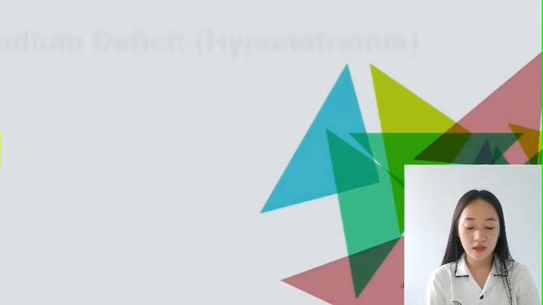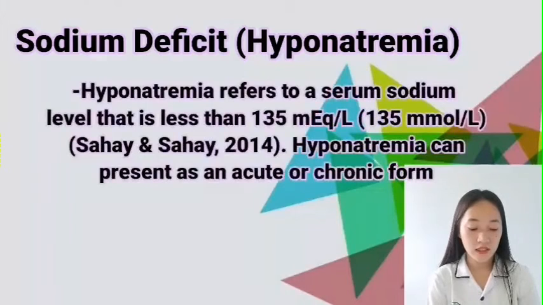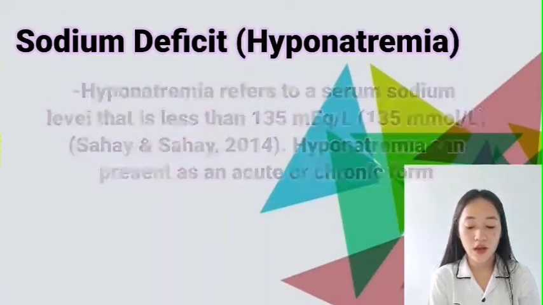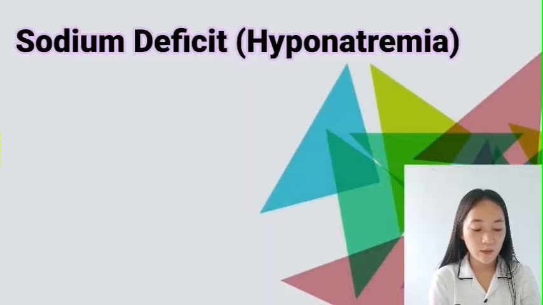Next is the sodium deficit hyponatremia. Hyponatremia refers to a serum sodium level that is less than 135 mEq/L. Hyponatremia can present as an acute or chronic form. Acute hyponatremia is commonly the result of fluid overload in surgical patients. Chronic hyponatremia is seen more frequently in patients outside the hospital setting, has a longer duration, and has less serious neurological sequelae.